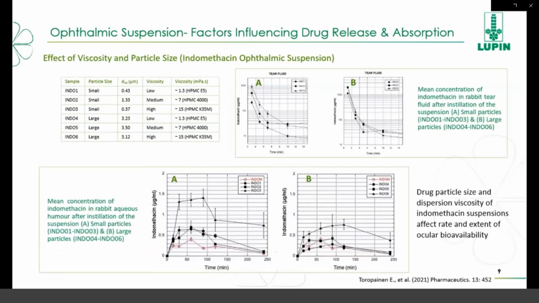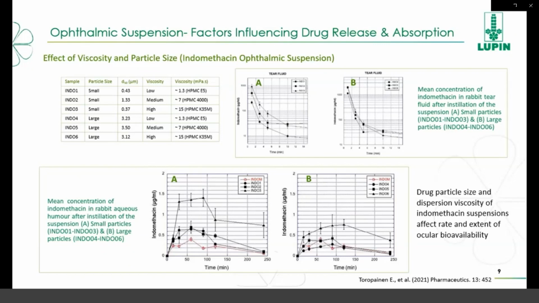Choropanen and co-workers recently reported the interaction of viscosity and particle size on the bioavailability of indomethacin ophthalmic suspension. They designed two sets of ophthalmic suspension of indomethacin. The first one with smaller drug particle size range, but employing three different viscosity grades of HPMC, starting from 1.5 CPS to 15 CPS. The second set of suspensions were manufactured using higher particle size range API, and again with the same three different grades of HPMC.